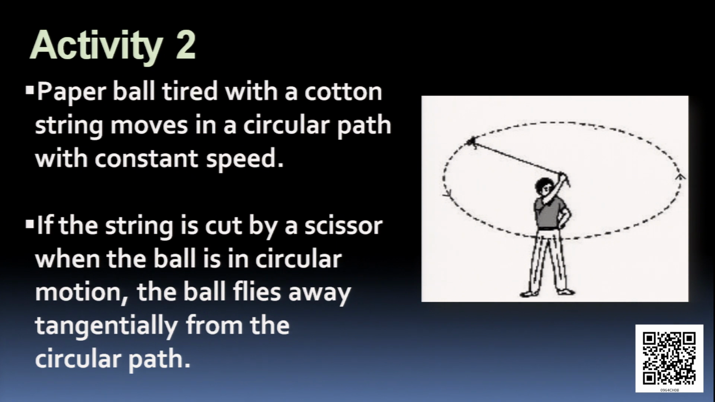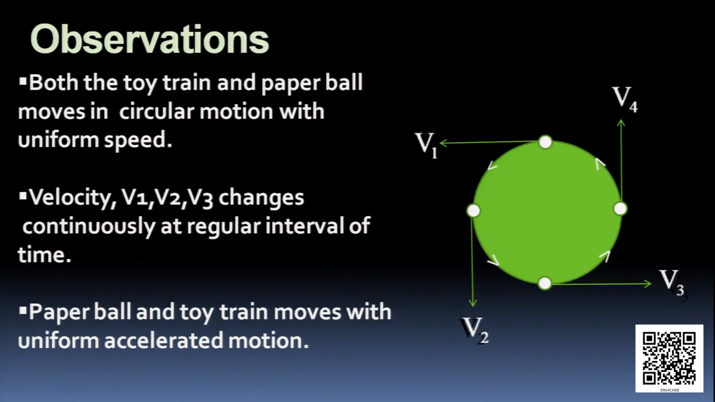A paper ball tied with a cotton string moves in a circular path with constant speed. If you take a scissor and cut the string instantly while the ball is revolving, the ball just flies away tangentially from the circular path. Well, what do you observe in these activities?